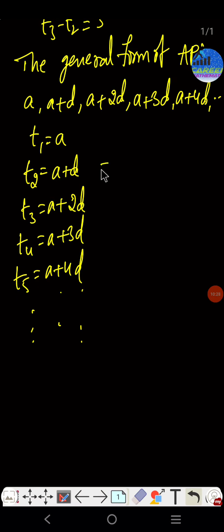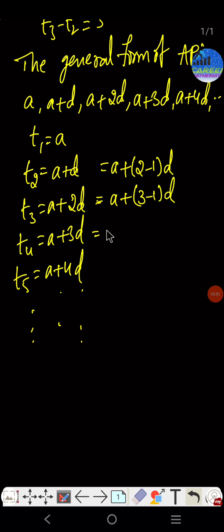So now I am writing, observe here carefully. A plus D: here the coefficient of D is 1, and that 1 I am writing as 2 minus 1, into D. Is it clear? And one more, A plus 2D: I am writing this 2 as 3 minus 1, into D. And A plus 3D: this 3 I am writing as 4 minus 1, into D, because here it is T4, 4 minus 1. Here T3, 3 minus 1. T2, 2 minus 1. Like that, A plus 4D: 4 I am writing as 5 minus 1, into D.